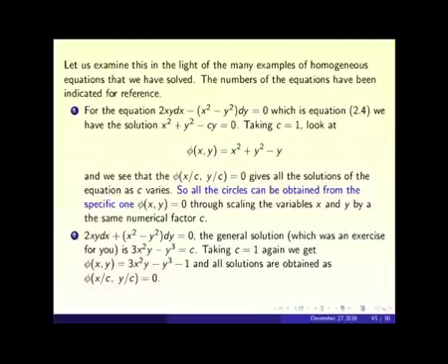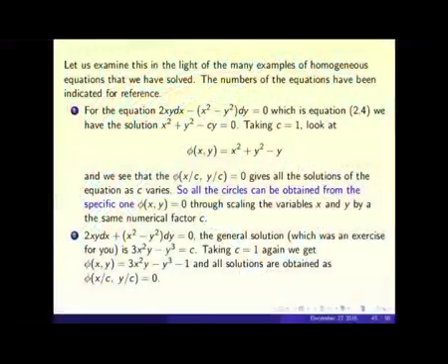To the next example, 2xy dx plus x squared minus y squared dy equal to 0. What was the general solution we obtained? 3x squared y minus y cube equal to c. Take c equal to 1. You can take c equal to 5 if you like. Doesn't matter. But if you take c equal to 0, it will not work. So, when you take c equal to 0, you get an exceptional solution. You get a solution which is not generic.